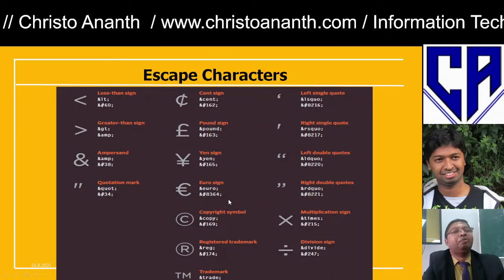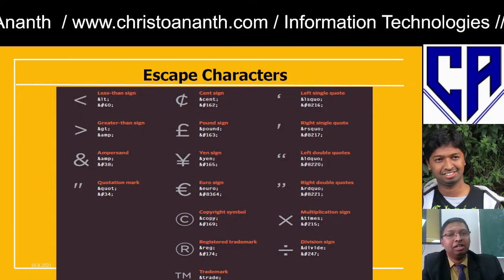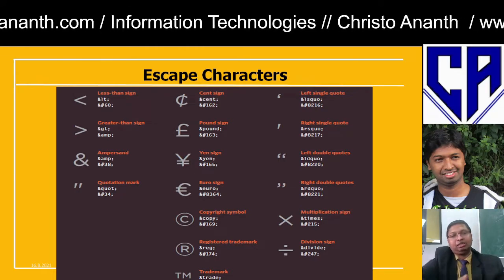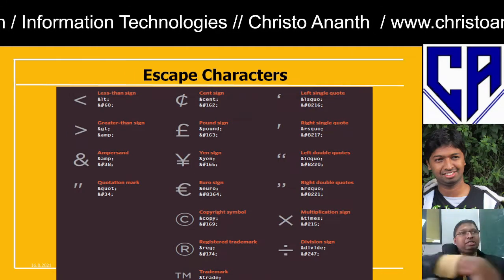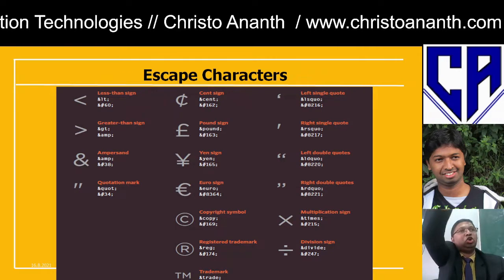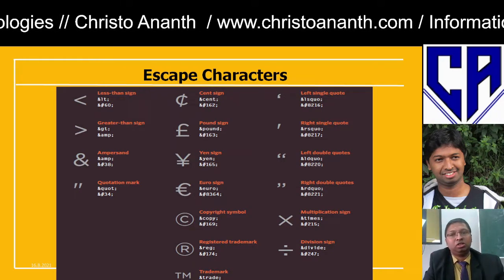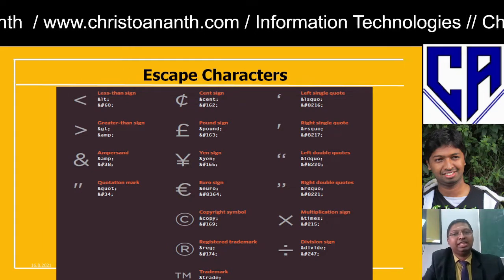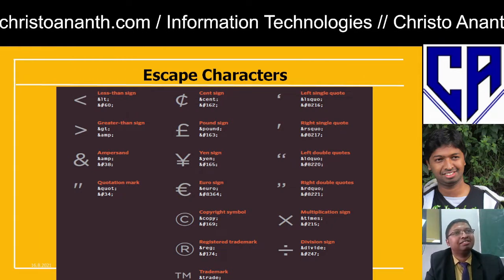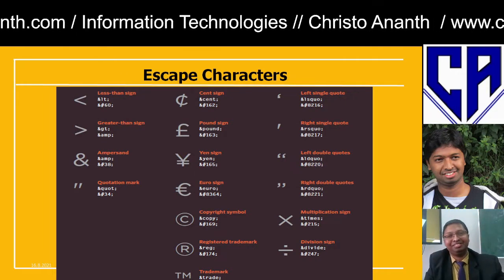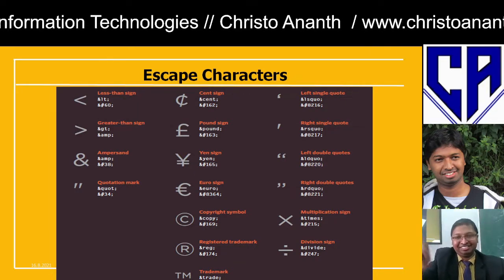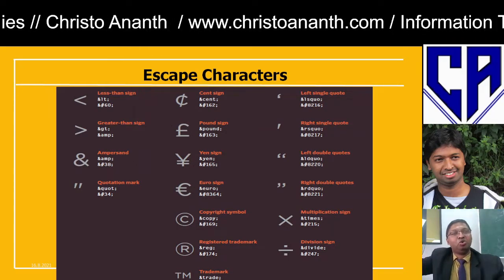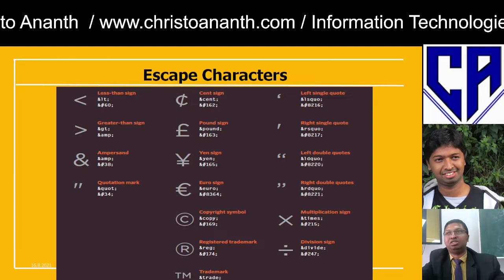And these are the escape characters we will have. Okay. You will have less than symbol, greater than symbol, ampersand symbol, quotation, cent, pound, yen. What is yen? Very good. Euro, copyright. For example, I own something, I have something, it is copyrighted.